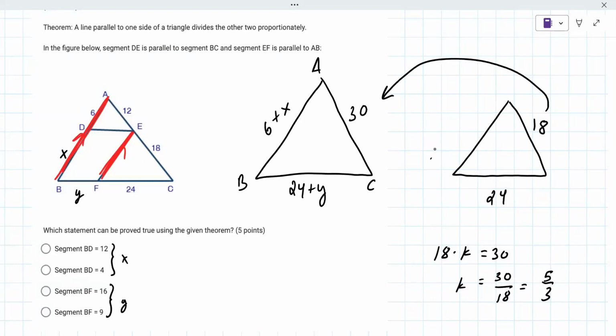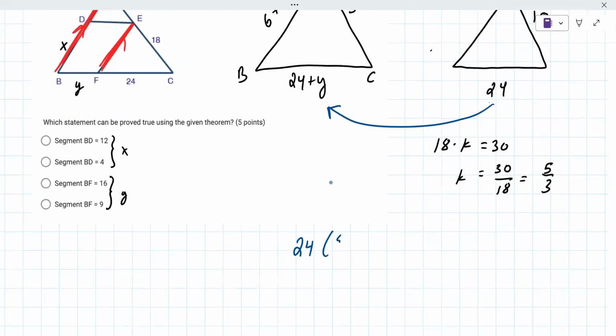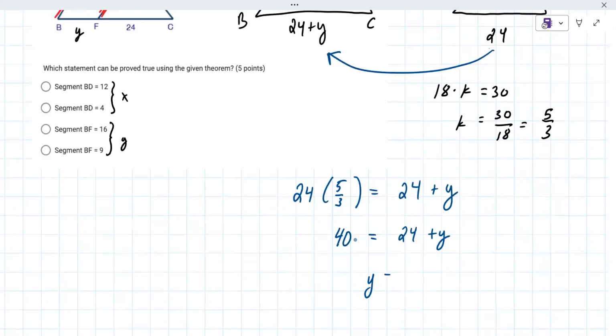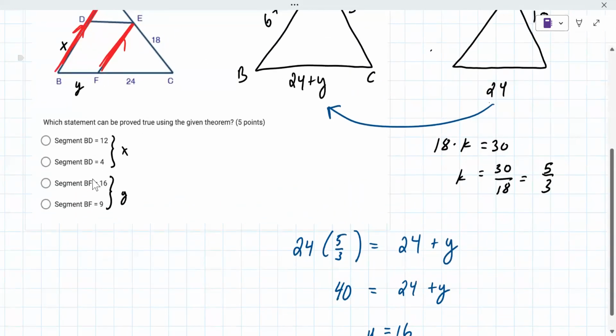Okay. Is that okay so far? Yeah. So similarly now you take this 24 here and multiply it by 5/3. The 24 times 5/3 is supposed to equal 24 plus y. So 24 times 5/3 ends up being 40. Okay. And then you subtract and you find that y is 16. And that is a number there. So that does correspond to y, and that is BF.